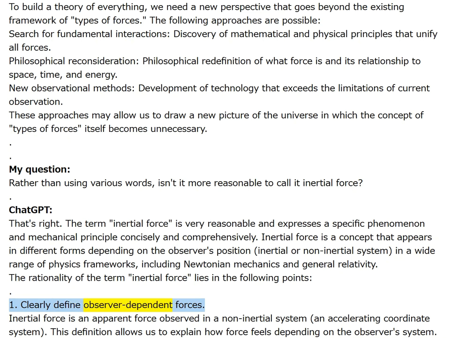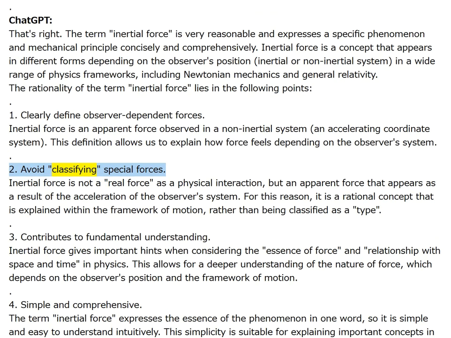1. Clearly define observer-dependent forces. Inertial force is an apparent force observed in a non-inertial system, an accelerating coordinate system. This definition allows us to explain how force feels depending on the observer's system. 2. Avoid classifying special forces. Inertial force is not a real force as a physical interaction, but an apparent force that appears as a result of the acceleration of the observer's system. For this reason, it is a rational concept that is explained within the framework of motion, rather than being classified as a type.